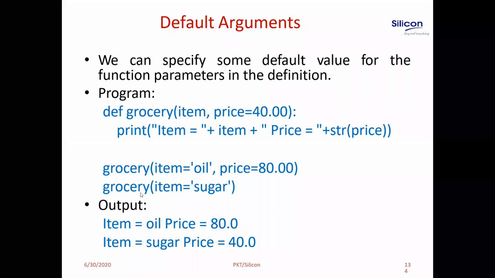But in the second call, if I write item equals sugar, the sugar will go to the first one. However, the second one I have not given. So instead of giving an error, it will take the default value of 40. Right? So in many cases, if you want a particular value to be replaced, or if I am skipping something, then that value can be assigned as a default value.